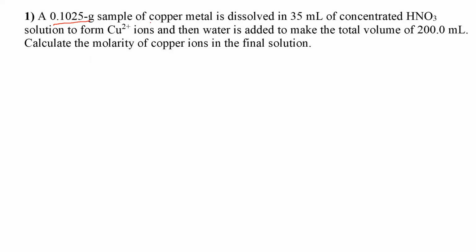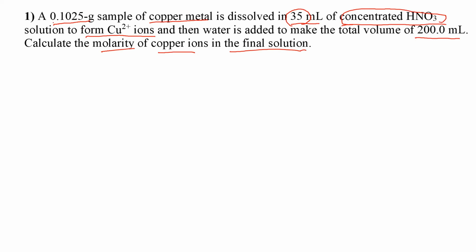A 0.1025 gram sample of copper metal is dissolved in 35 ml of concentrated HNO3 solution to form copper 2 plus ion, and then water is added to make the total volume 200 ml. Calculate the molarity of copper ion in the final solution. So here we know that it dissolves in 35 ml of concentrated HNO3. We know that this is our excess reagent because it's concentrated.